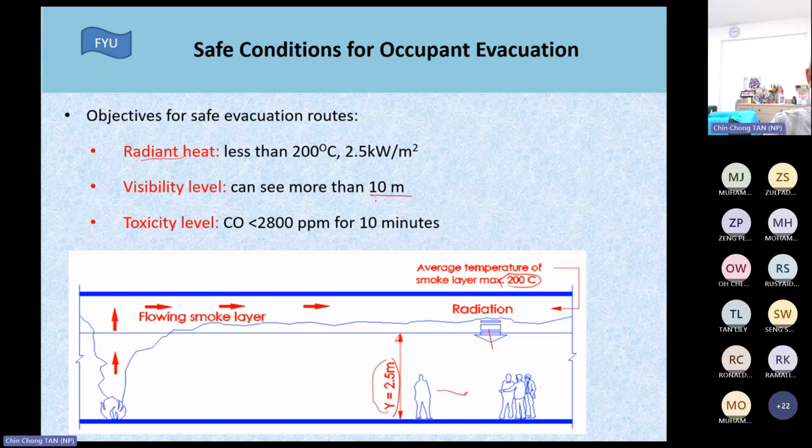Visibility must be more than 10 meters. CO must be not more than 2,800 parts per million for 10 minutes, so people can run away. All right, these are the conditions. All these are taken from the code of practice.